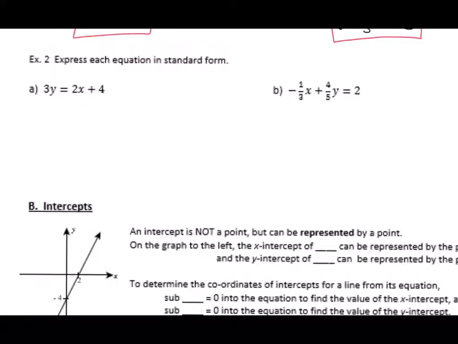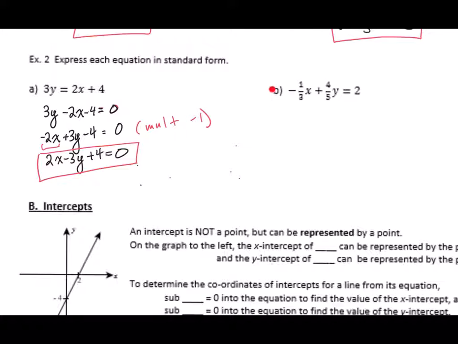Now let's take a look at this problem here. You'll notice that we have fractions, and I told you earlier that I don't want any fractions in my standard form equations. It's just annoying. So in this case, we're going to have to use the LCM.